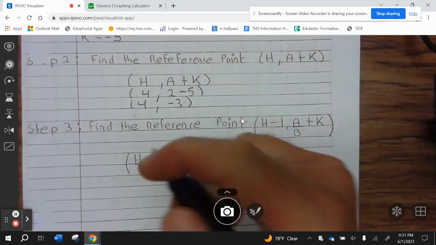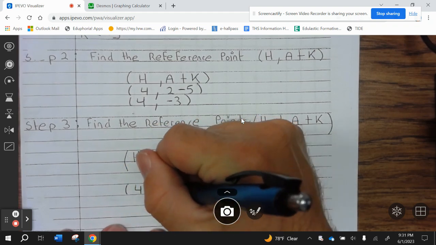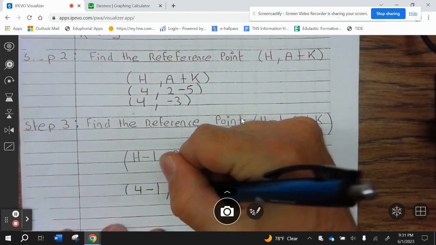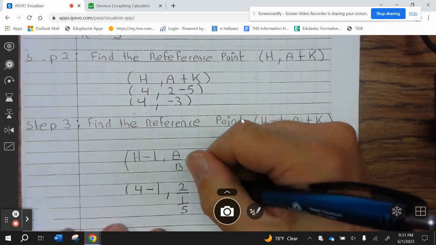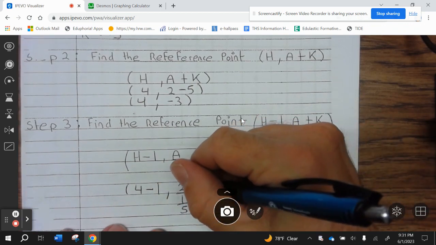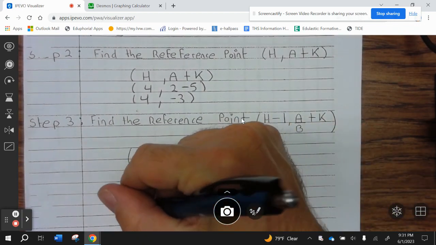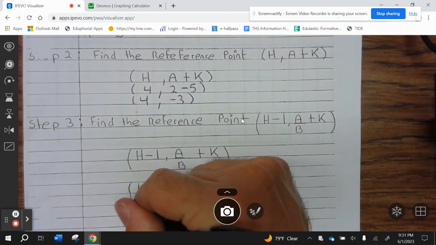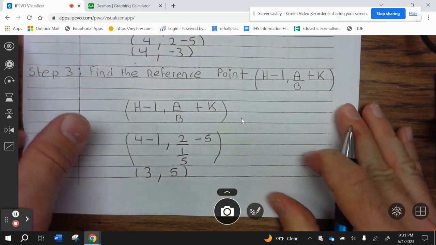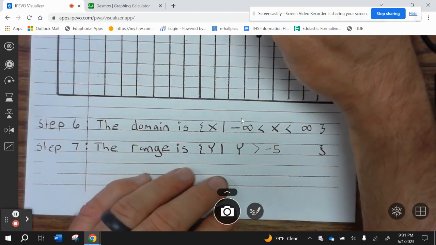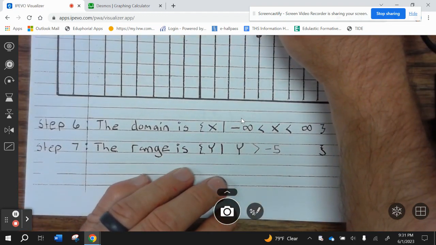And then H is 4 minus 1, comma, A, 2 divided by 1/5, plus K, which is minus 5. Okay, so that point is 3, comma, 5. All right, let's go ahead and graph that point. So 1, 2, 3, 1, 2, 3, 4, 5.